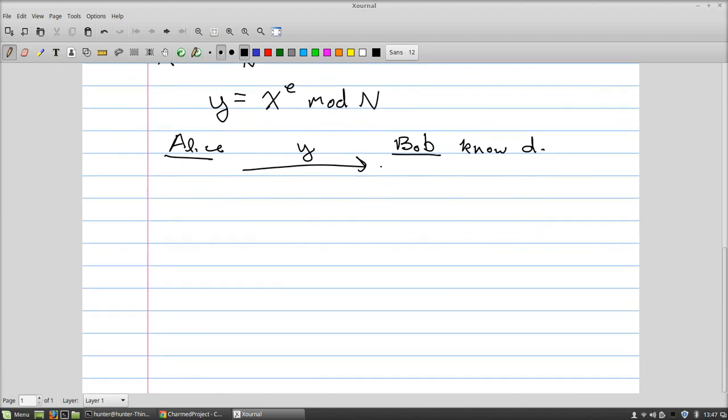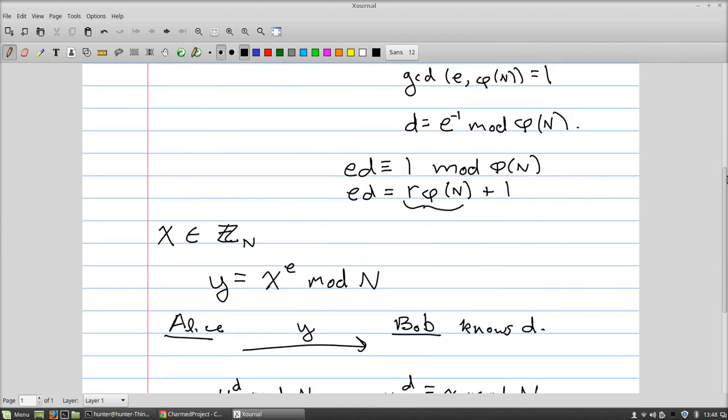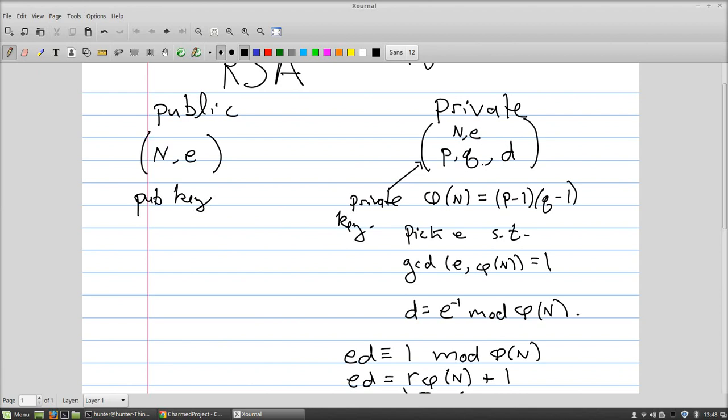And so when Bob gets y, he raises y to the dth power mod n. And it turns out that y to the d is congruent to x mod n, and therefore Bob has received the message. Nobody else knows what x is. Alice encrypted it, but she couldn't recover x from y, and nobody else could either, because it requires knowledge of p or q or d or phi of n. By the way, knowing any one of these will tell you all the rest.